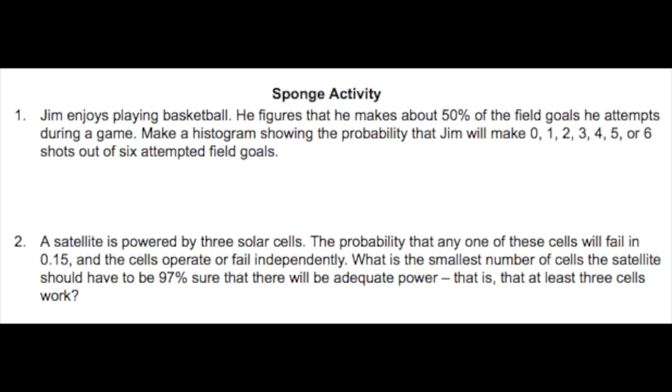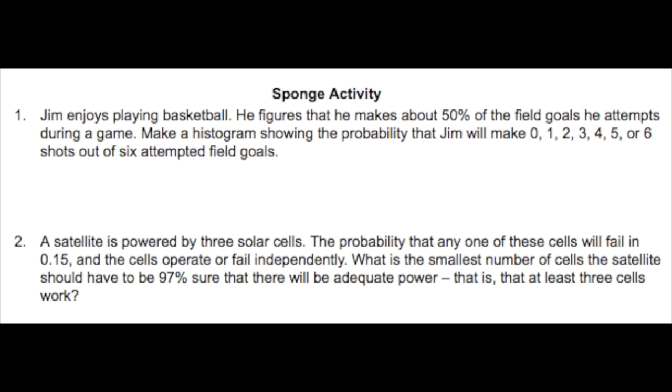Now time for the sponge. Jim enjoys playing basketball. He figures that he makes about 50% of the field goals, that's baskets that aren't three-pointers, he attempts during a game. Make a histogram showing the probability that Jim will make 0, 1, 2, 3, 4, 5, or 6 shots out of 6 attempted field goals.